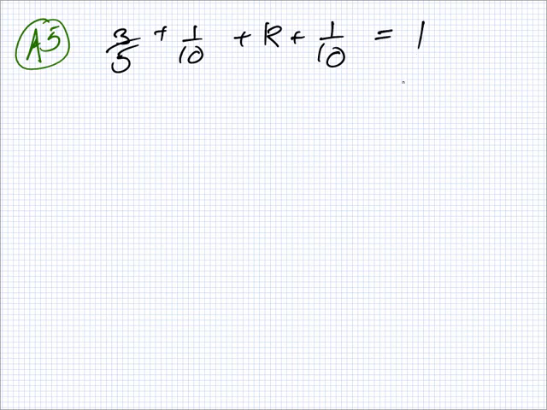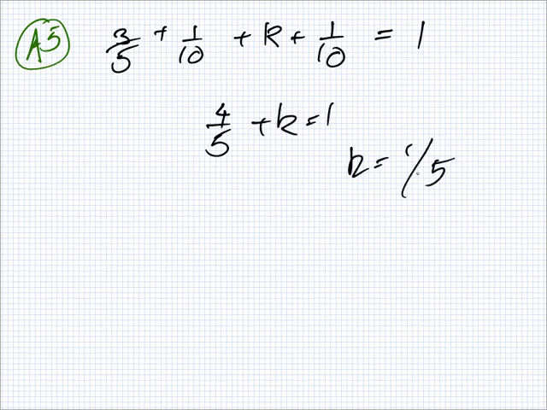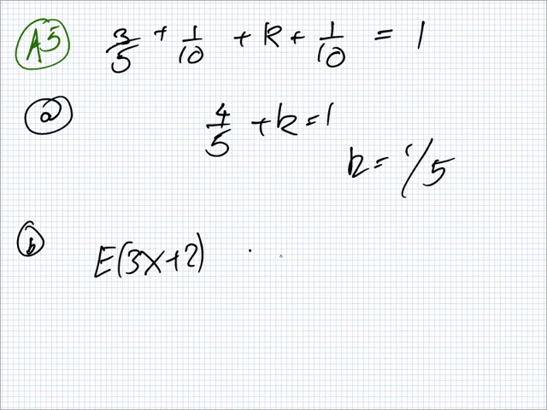Find the K. So you know that the total probability must be 1. So that's fine. 6, 7, 8 tenths plus 4/5, isn't it? 4/5 plus K must equal 1, so K is a fifth. That's part A. Part B, the expected value of 3x plus 2 is the same as 3 times the expected value of x plus 2.